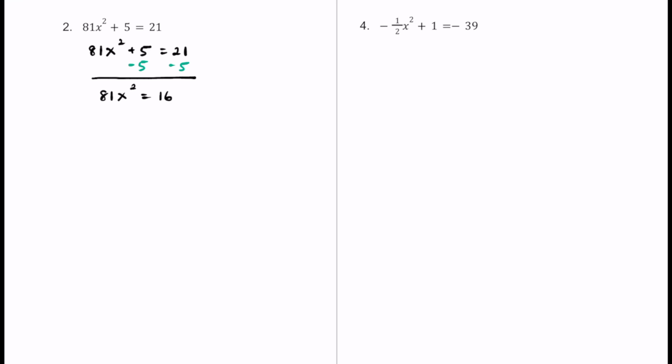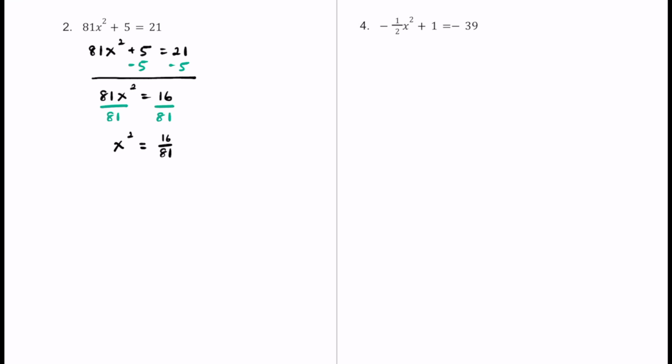Now, to get the coefficient for x squared to be 1, we can go ahead and use the division property of equality, divide both sides by 81. 81 divided by 81 is 1, so we have 1x squared. Not going to write that 1, so x squared is equal to 16 over 81, right? So that's just going to be a proper fraction right now.